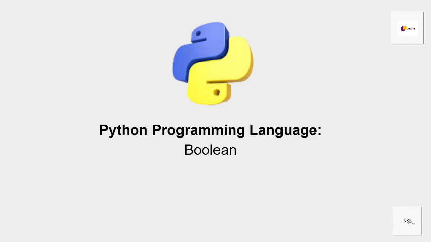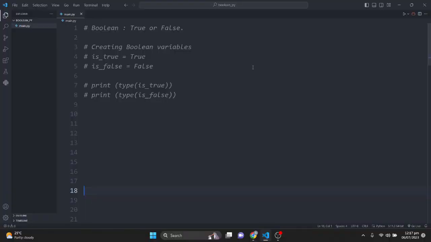Remember, while talking about data types, we mentioned Boolean as one of the data types. If you would like to see the video on data types, the link is in the description. In this lesson, we are going to talk about the Boolean data type. Boolean is a data type that represents the concept of truth. It can have one of two values, true or false. In this tutorial, we will cover the basics of Boolean in Python.